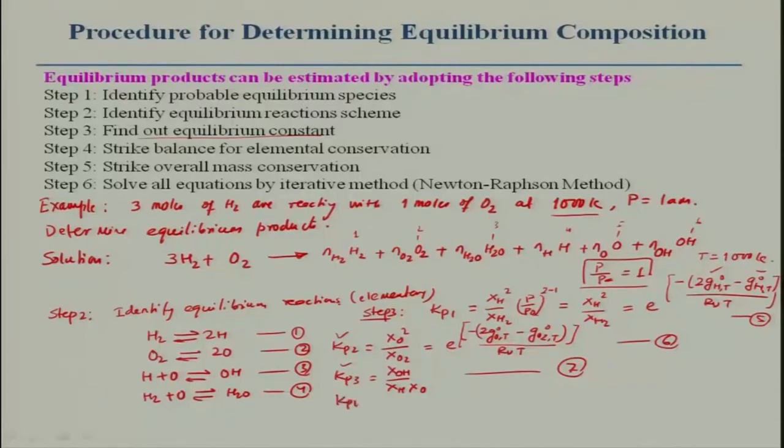And Kp4 is x_S2O over x_S2 x_O. So, this is your 8. Now, if you look, 5, 6, 7, 8 equations are there, a total of 4 equations. How many unknowns? 6. Equations till now, 4. That means I need 2 more equations to solve this. So, we will have to go to step 4 and step 5 to get another 2 equations.